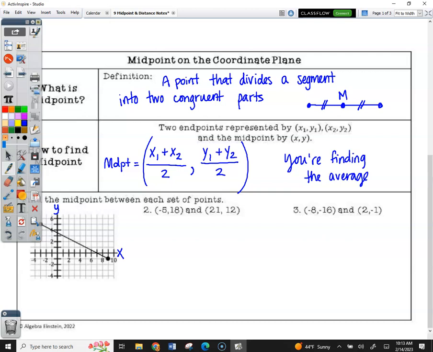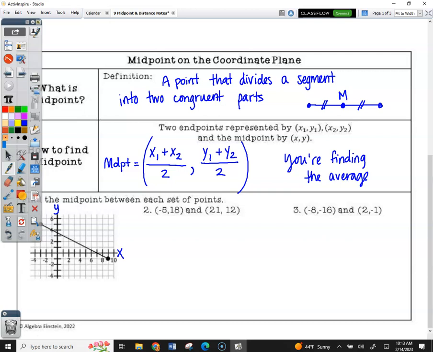Now, there's two ways that you could be asked for the midpoint. The first way is a graph. Well, there's two ways to do this. One, you could write the coordinate points and then apply the formula. Or, I'm going to show you a trick. I actually prefer this. If you're good with visuals and counting, you might like this trick.